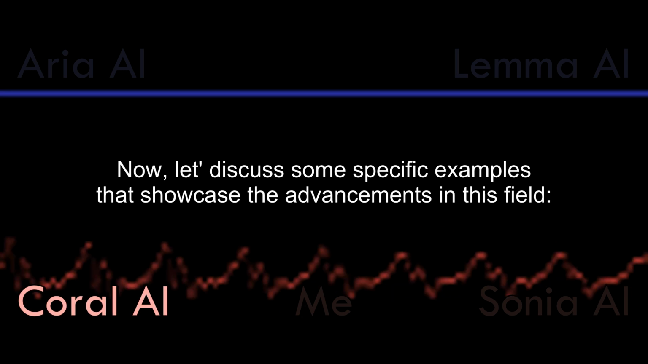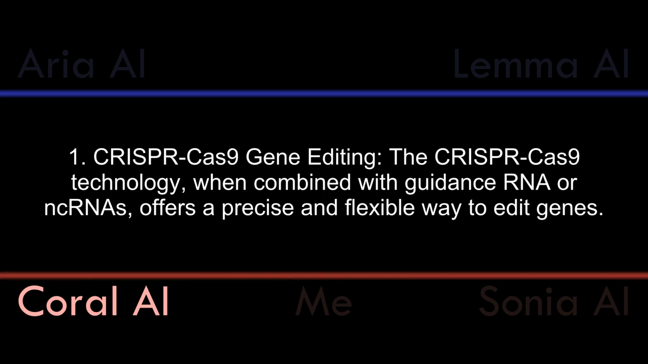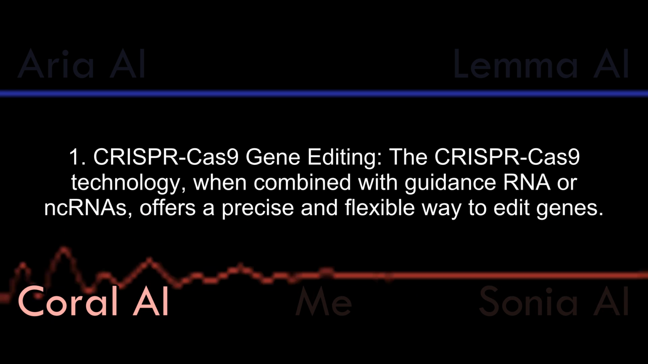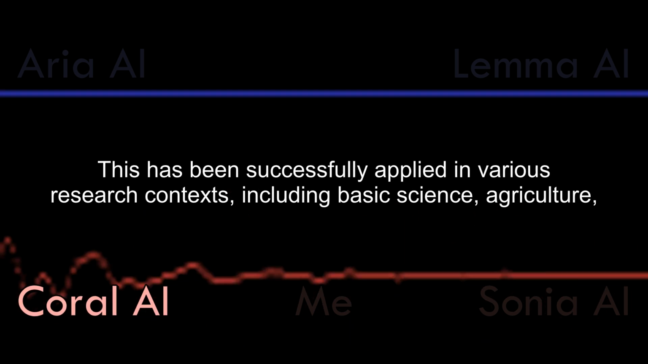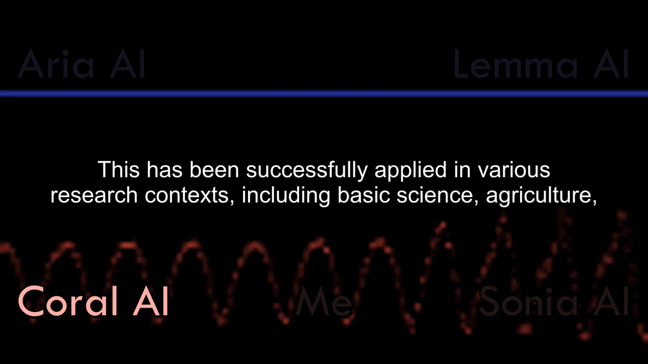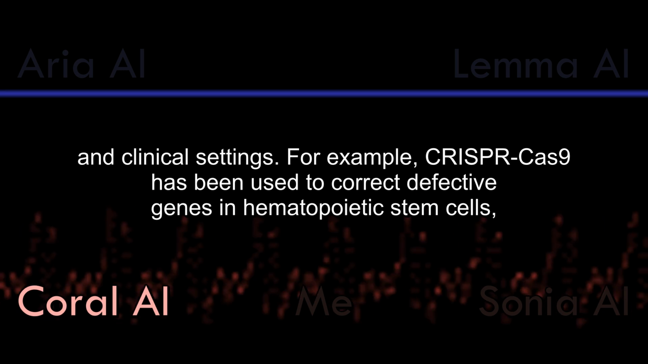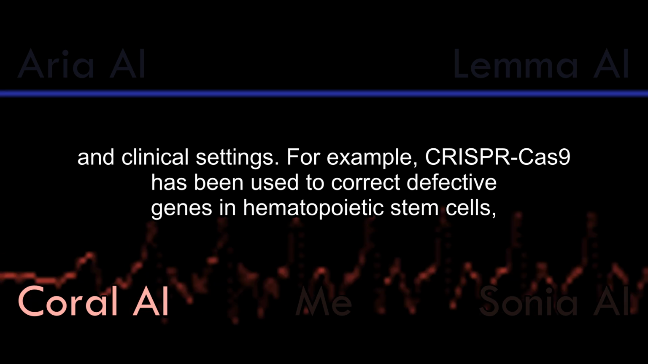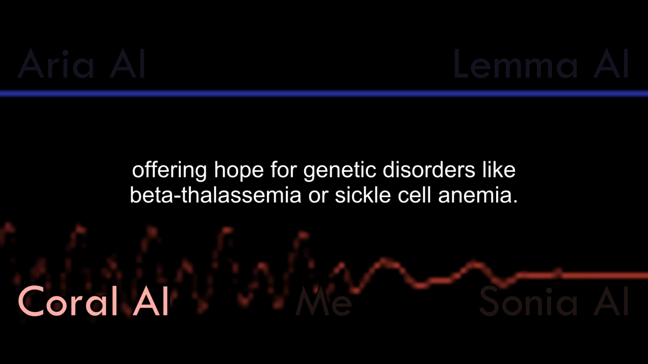Now, let's discuss some specific examples that showcase the advancements in this field. 1. CRISPR-Cas9 gene editing. The CRISPR-Cas9 technology, when combined with guide RNA or ncRNAs, offers a precise and flexible way to edit genes. This has been successfully applied in various research contexts, including basic science, agriculture, and clinical settings. For example, CRISPR-Cas9 has been used to correct defective genes in hematopoietic stem cells, offering hope for genetic disorders like beta thalassemia or sickle cell anemia.